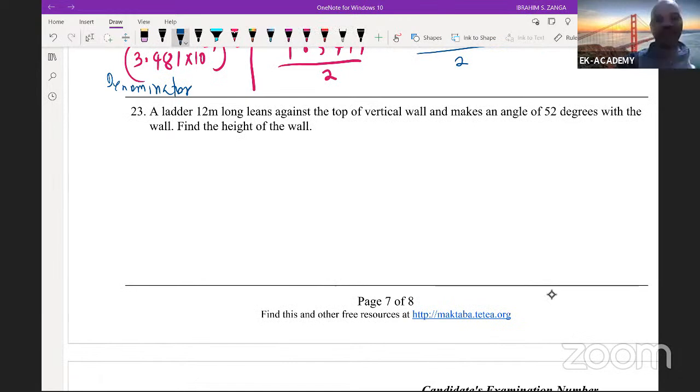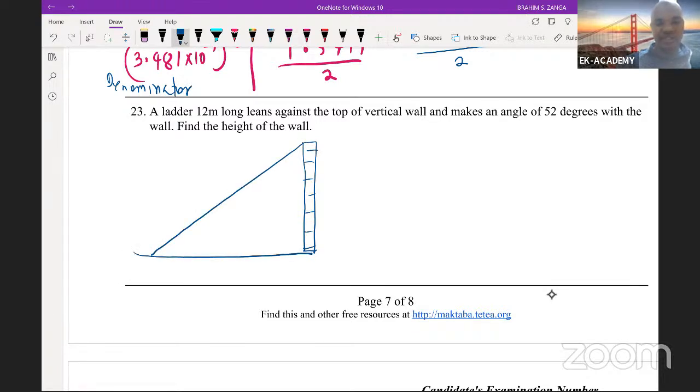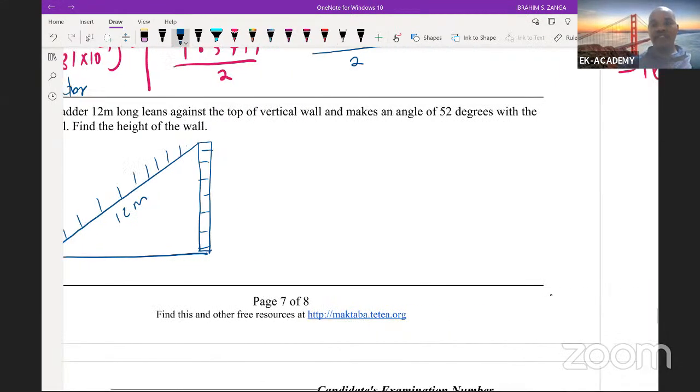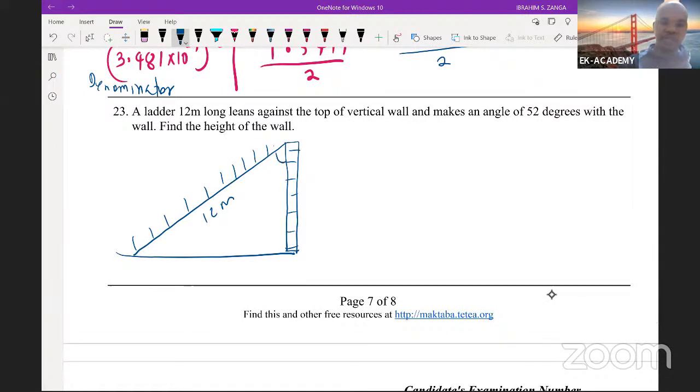So we have to transform the words into a figure. So this is our wall. And we have a ladder which leans against the wall. So this is my ladder here, which is actually 12 meters long. And it makes an angle of 52 with the wall. So it means this angle here is 52 degrees.